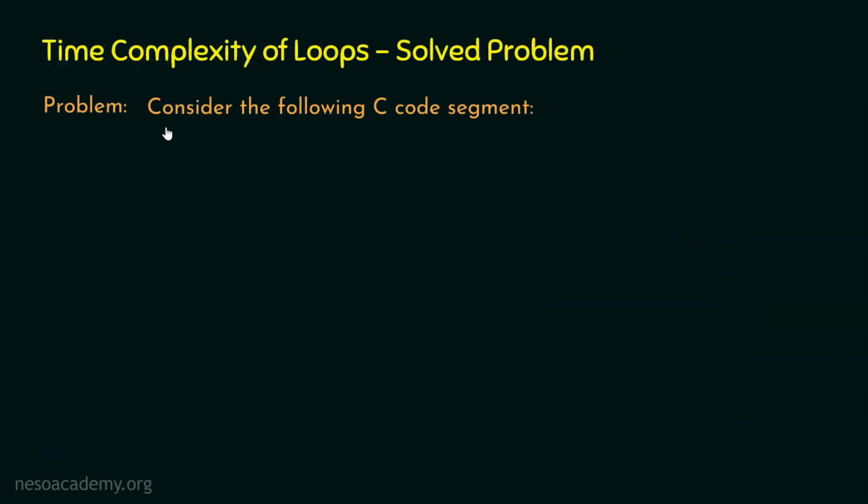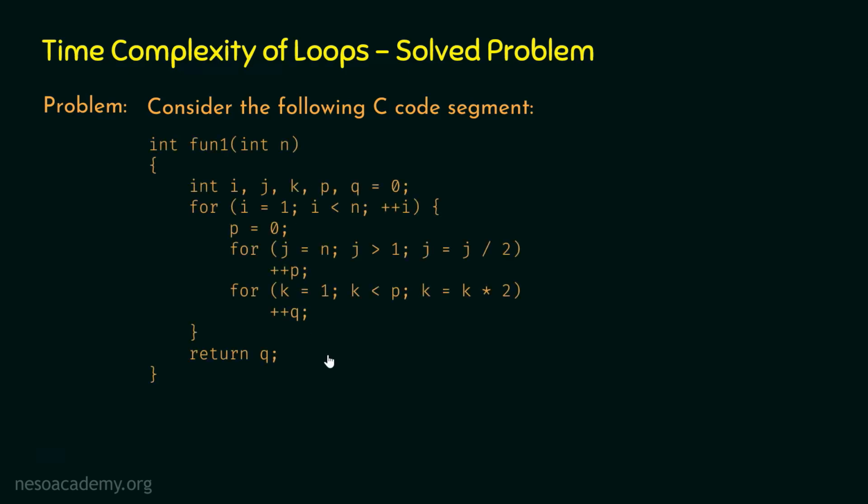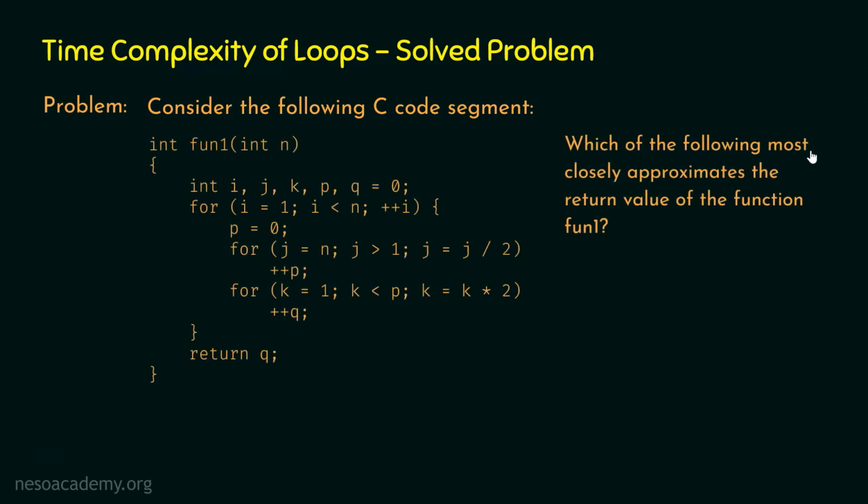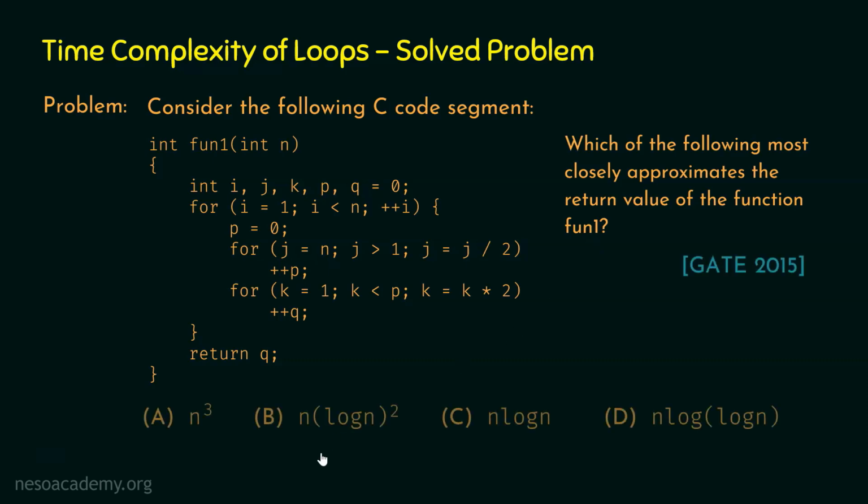Here is the problem. Consider the following C code segment. This is the C code segment. Which of the following most closely approximates the return value of the function fun1? These are the options, and we need to determine which of these options closely approximates the return value of the function fun1. This is the function fun1, and this is the return value of this function. We need to determine the value of q.